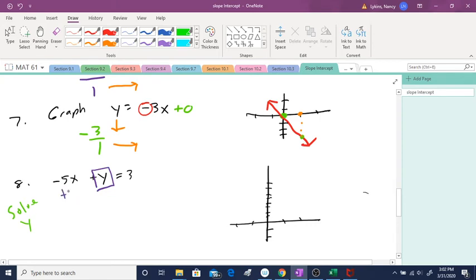That means I need to add 5x to both sides to cancel the negative 5x. You do it to one side, you do it to the other. This means y equals 5x plus 3. You cannot combine any of these terms because they're not like terms.